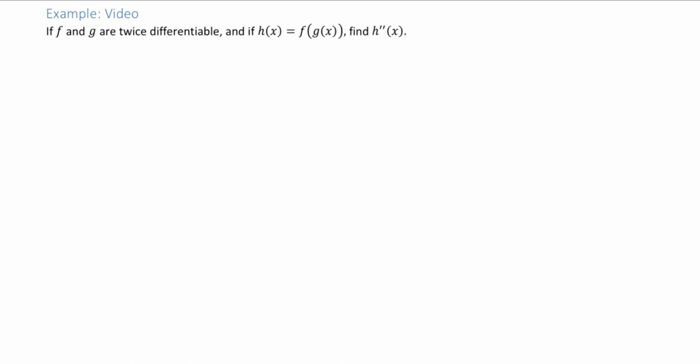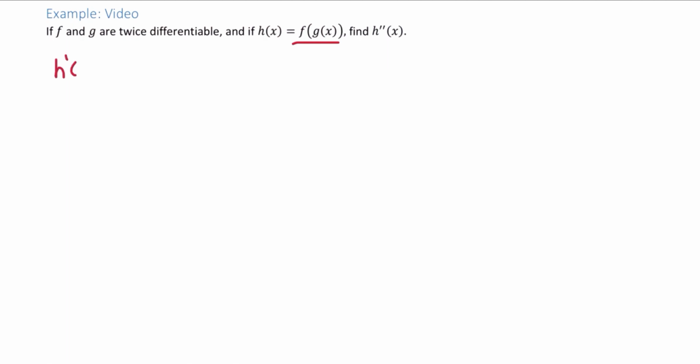If f and g are twice differentiable, and if h of x equals f of g of x, find the second derivative of h. So to find h prime, notice that we have a composite function. This means we need to use the chain rule.